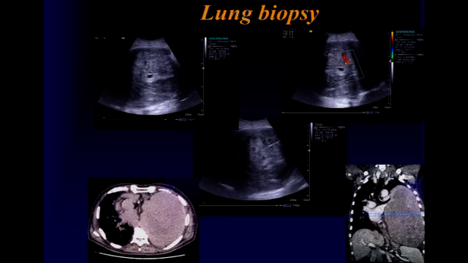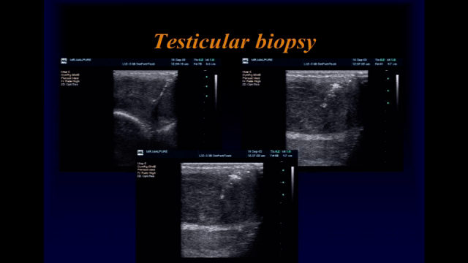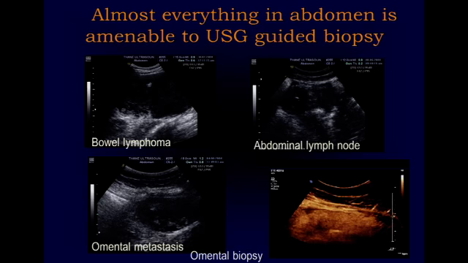Here, for example, we have a large lung tumor which was biopsied under ultrasound guidance, and this is a testicular tumor which is being biopsied, and we gave a complete block of the spermatic cord. So almost everything in the abdomen is amenable to ultrasound guided biopsies, whether it's a bowel mass, abdominal lymph nodes, or an omentum with omental deposits, as we can see in these examples.